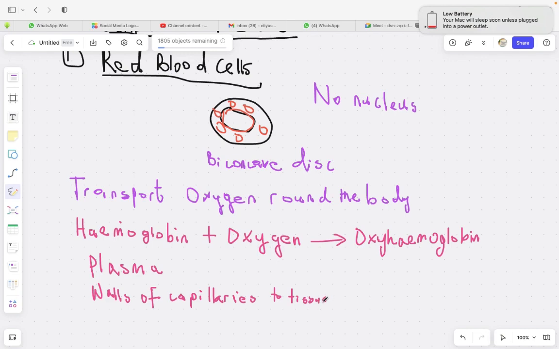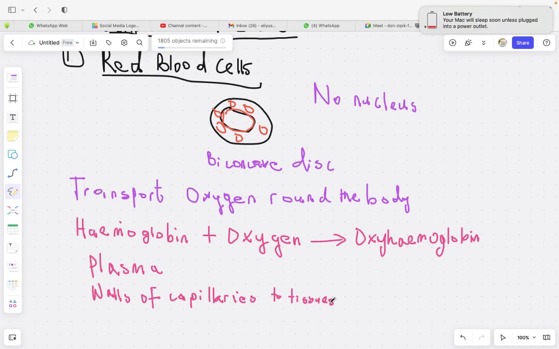So first of all, the oxygen leaves the oxyhemoglobin, diffuses out, passes through the plasma, and then passes through the walls of the capillary to the tissues of our body. Is that okay? So this is the job of the red blood cells. It carries oxygen because it contains hemoglobin, the protein molecule which can stick with oxygen and move the oxygen to every part of the body cells or tissues.